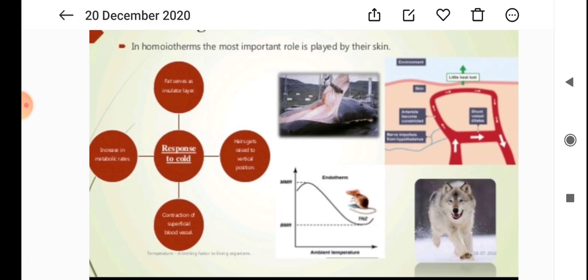Animals subjected to high temperature may exhibit diurnal patterns of behavior, that is, they may reduce locomotor activity during the heat of the day or may move into the shade to avoid the direct sunlight.